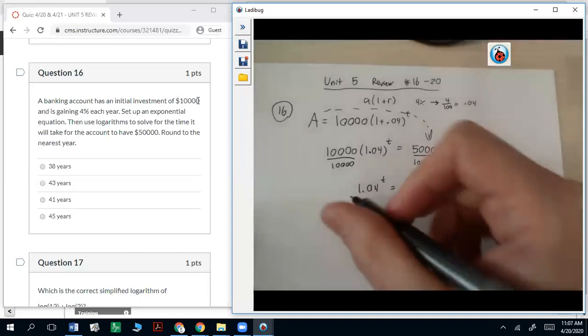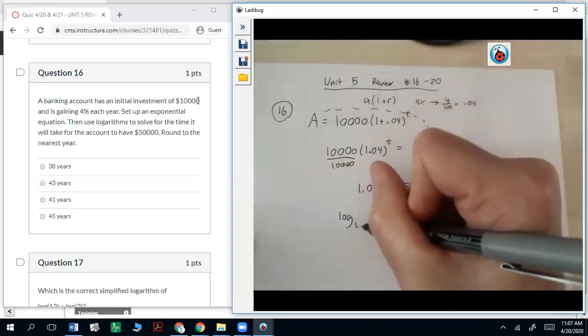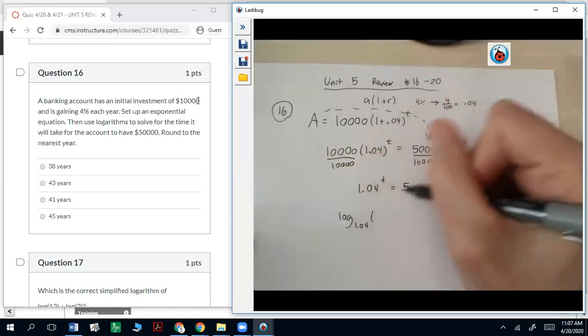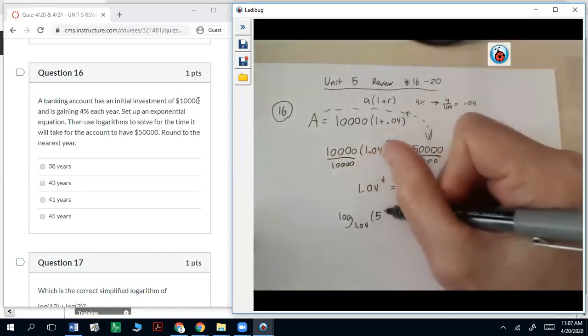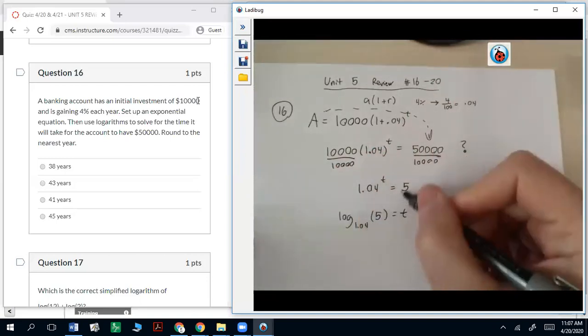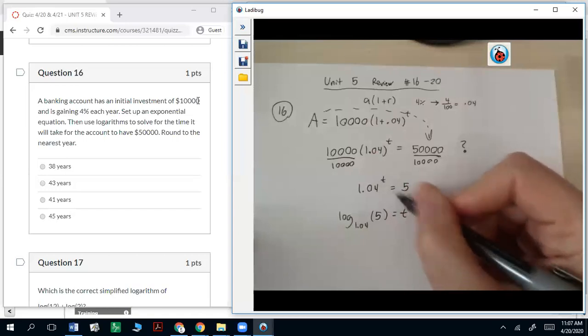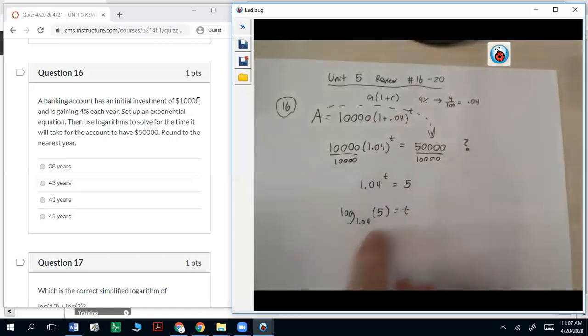So you do log base 1.04 of 5 equals t. Write it in log form. Remember, the base of the log's down here, the number after the equals is in the log, and then your exponent goes after the equals in the log form. That's what you want to evaluate.